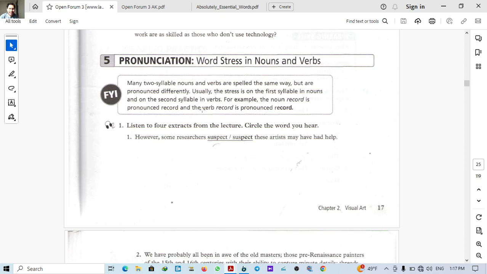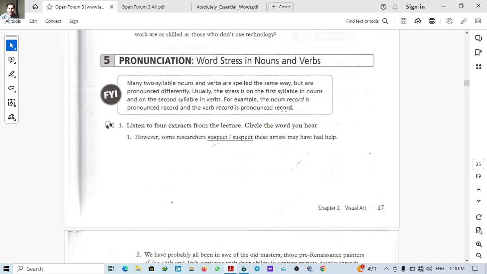So here you have got some examples. For example, the noun record, we don't know whether it is record or record, is pronounced record and we're right. Because it is a noun, and this is a two-syllable word, if it is functioning as a noun, we have to place the stress pattern on the first syllable. The noun record is pronounced record, and the verb record is pronounced record.